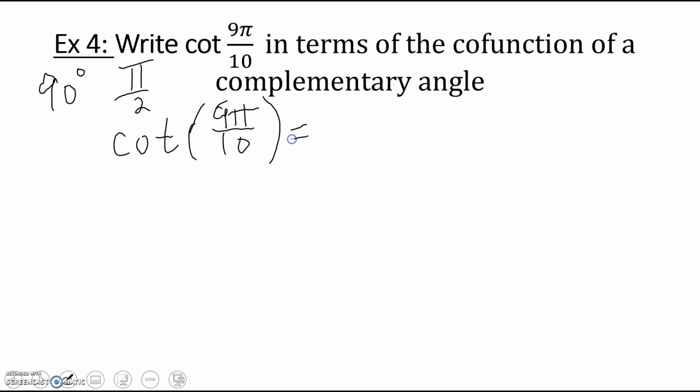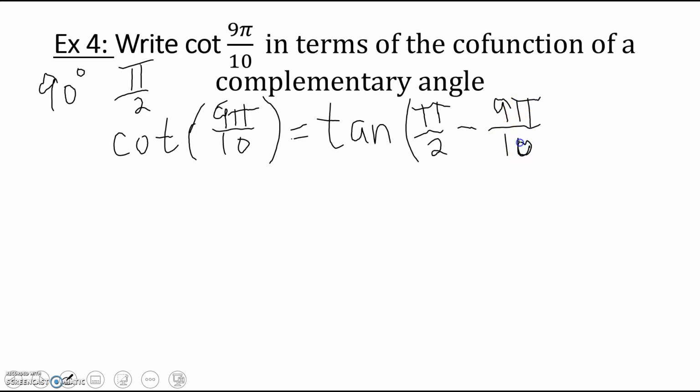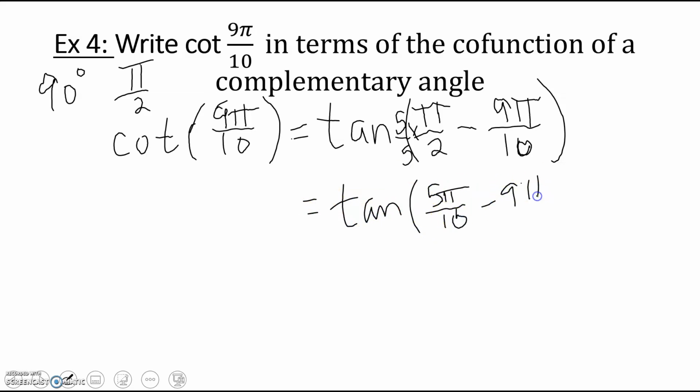So this is going to be equal to the tangent of 90 degrees, but since it's in radians, we're going to use pi over 2 instead of 90 degrees, minus that angle, 9 pi over 10. So basically, we need to figure out what is pi over 2 minus 9 pi over 10. In order to subtract those, we have to have a common denominator. Our common denominator is going to be 10, so I will multiply the top and bottom of pi over 2 by 5. And so that ends up giving me 5 pi over 10 minus 9 pi over 10.